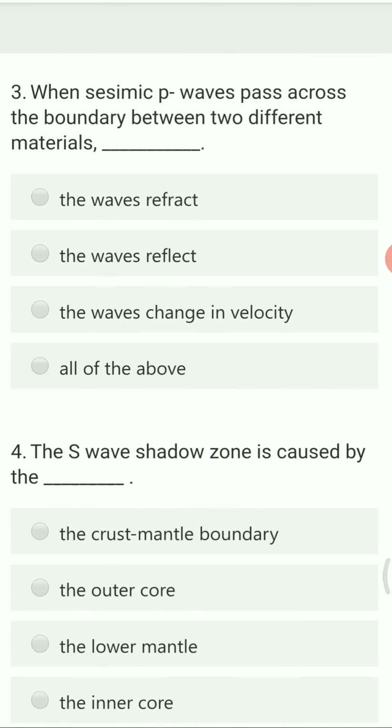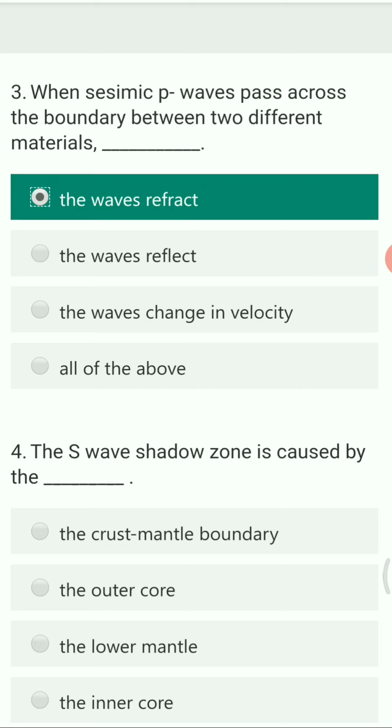Next question, when seismic P waves pass across the boundary between two different materials, the waves refract, the waves reflect, the waves change in velocity, or all the above. The right answer is the waves refract. Whenever the P wave changes from one medium to another, suppose it goes from solid to liquid, it undergoes refraction. There will be a change in the direction of that wave. So the first option is correct.